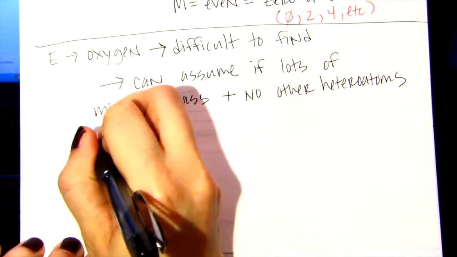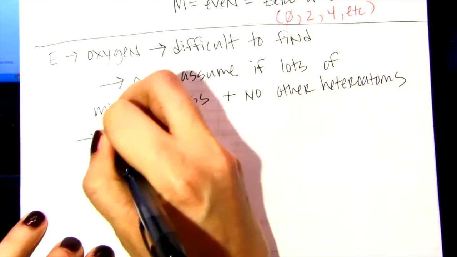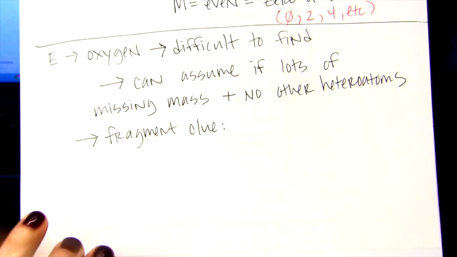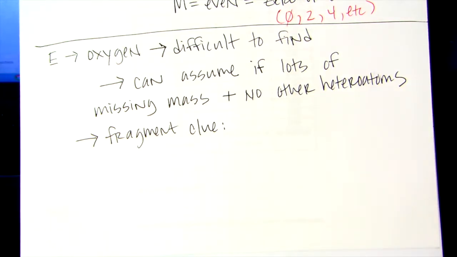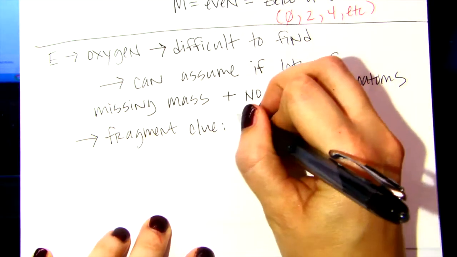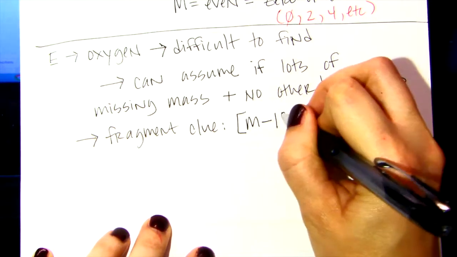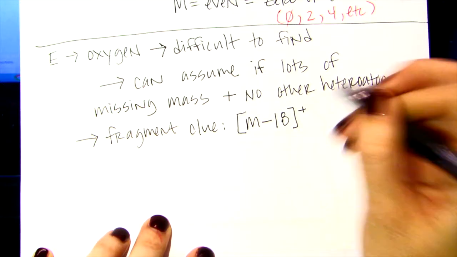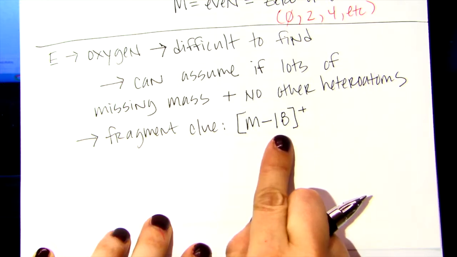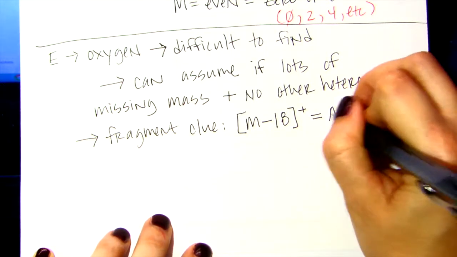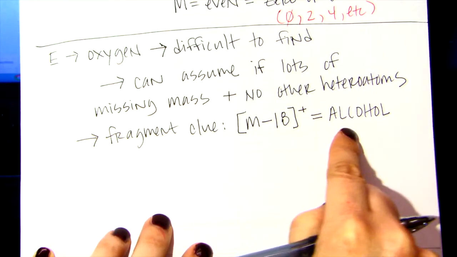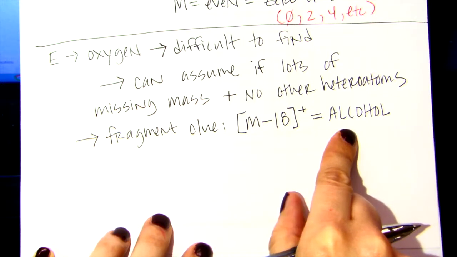Another thing, we're going to talk about fragments next. If you have an alcohol, sometimes you'll see this fragment clue. If you look at the fragments, so the lower mass peaks, alcohols have a very distinctive fragmentation, and they give a peak at M-18. So if you see a peak that is 18 less than your mass, it's usually a very strong, tall peak. That indicates that you have an alcohol, which tells you that you have an oxygen. Right? And again, you can confirm that with IR pretty easily for alcohols.